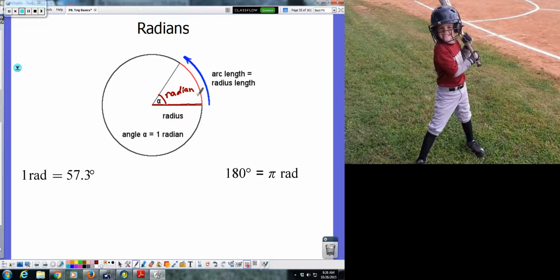And you might be saying, well, with bigger circles, since they have bigger radiuses, or radii, wouldn't bigger circles have bigger radians? No. Because if you blew this thing up, well, here you go. Watch this.